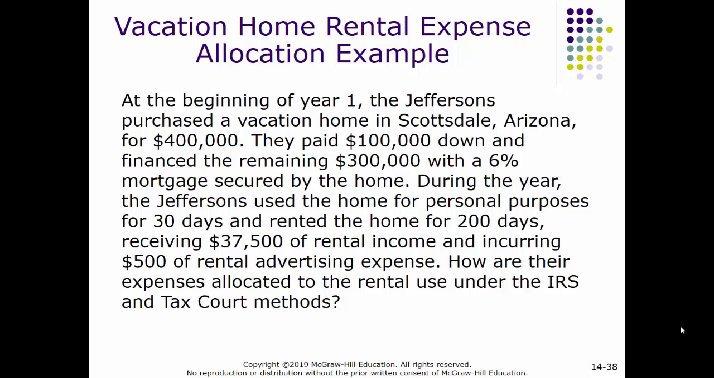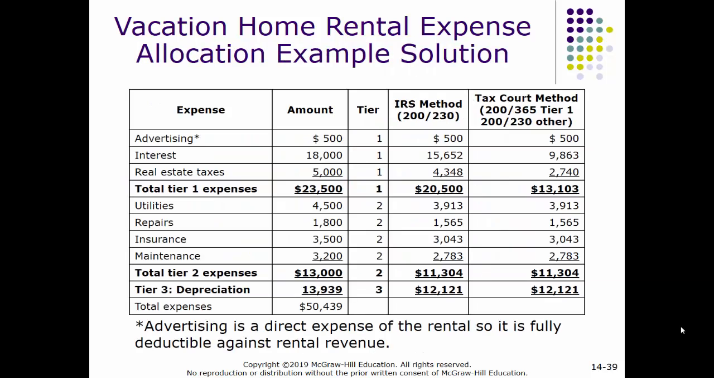They received $37,500 of rental income and incurred some $500 of rental advertising expenses. How do they allocate the expenses under the IRS and the Tax Court methods? So these are two different methods that we're going to look at.